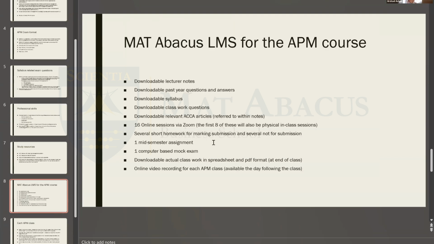Again, what do you get on the LMS? The LMS at MAT Abacus gives you my notes. You get past year questions and answers that you can download to your computer. You get the syllabus I've shown to you. You get classwork questions that I will ask you to do. These are all past year questions, don't worry. We don't do anything but past year questions in my teaching. You will get the articles, which I've shown you just now. And you will see we have 16 sessions.